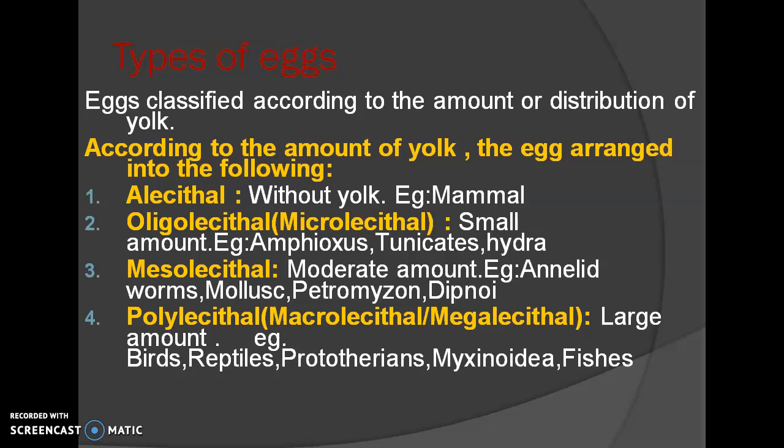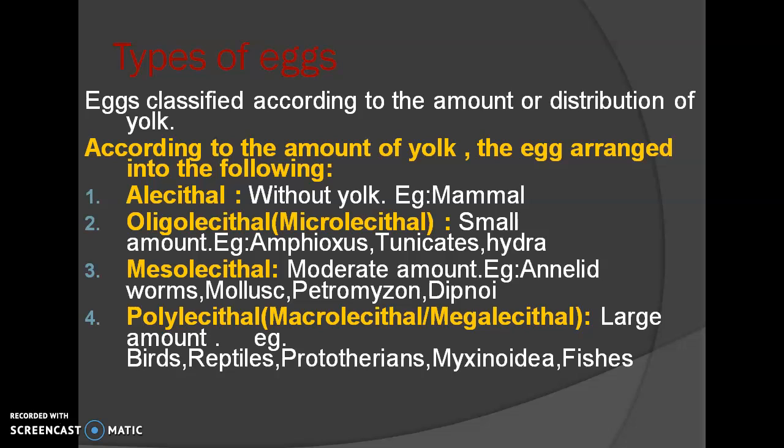As I told you, the eggs generally vary with respect to their size, arrangement, and all these things from species to species. So we are classifying these eggs into different categories based upon certain criteria. The first one is the classification according to the amount or the distribution of yolk. Yolk is the nutritive part of the egg which generally provides nourishment to the developing embryo. So according to the amount of yolk, the eggs are arranged into the following types.